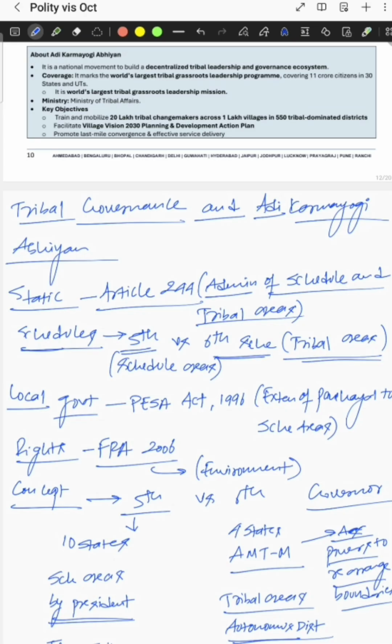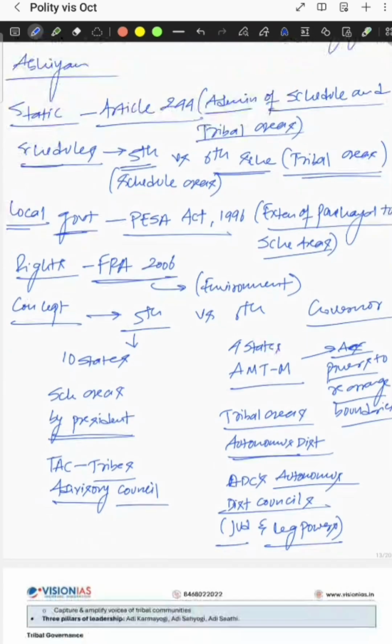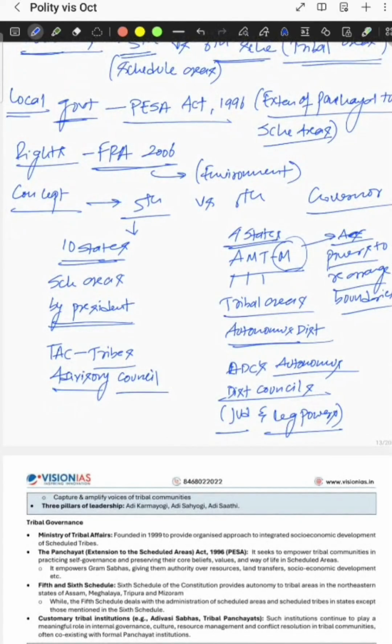If we see in terms of local government, that is the PESA Act 1996, extension of panchayats to scheduled areas. And we have rights, that is the Forest Rights Act 2006, which we will study in environment. What is the concept here? We should know the difference between the 5th and 6th Schedule. That is very important. The 5th Schedule is applied right now in 10 states, and the 6th Schedule is in 4 states, that is Assam, Mizoram, Tripura, and Meghalaya, not Manipur. So who declares scheduled areas? The President declares scheduled areas.